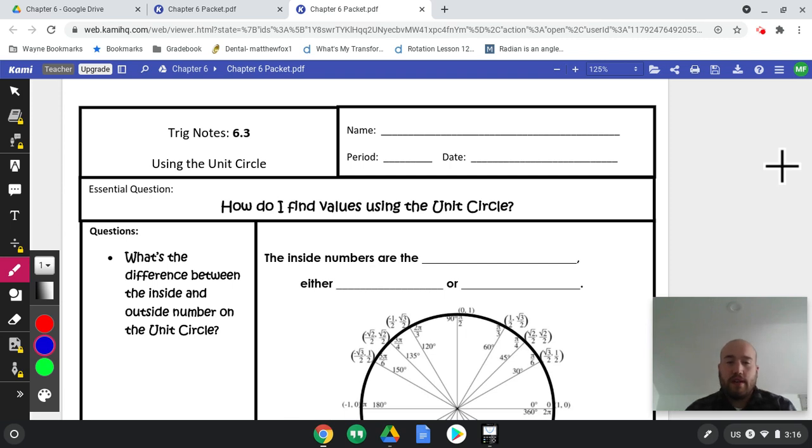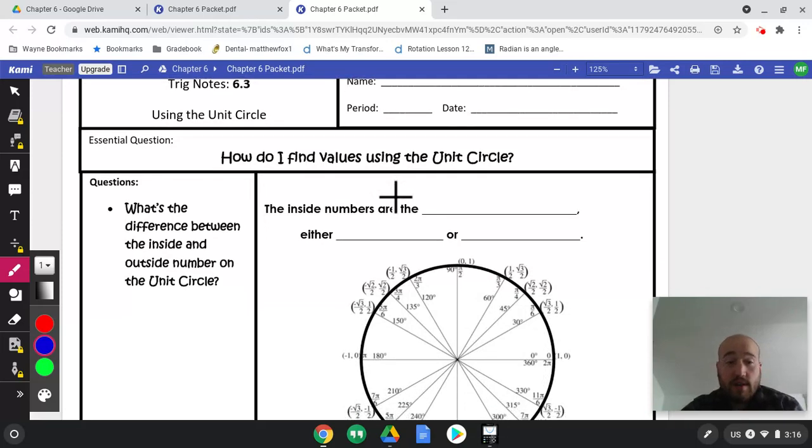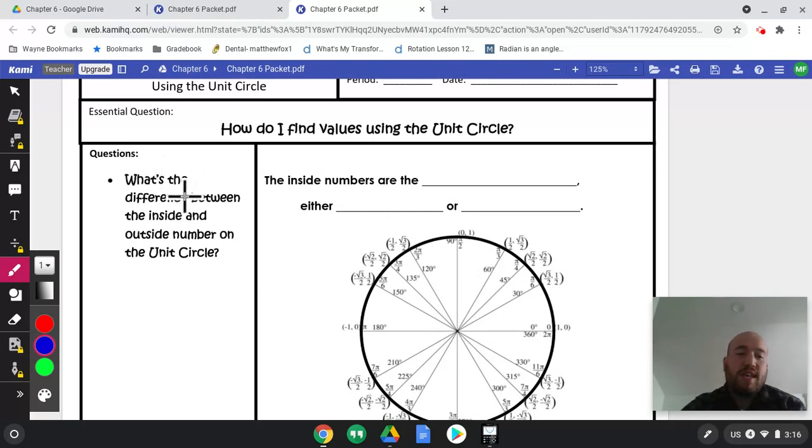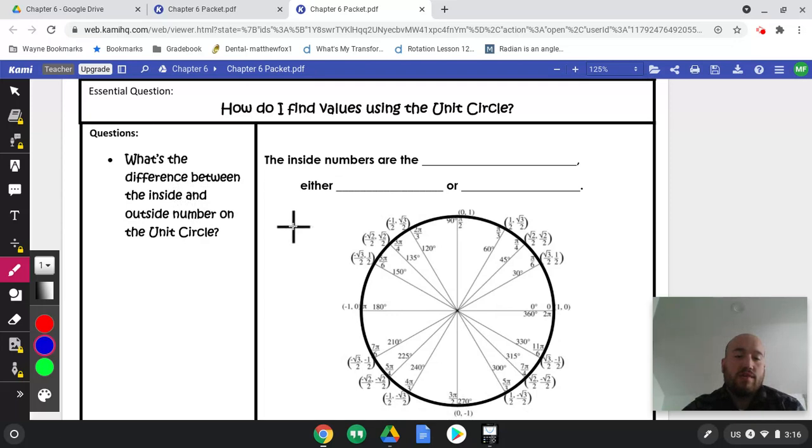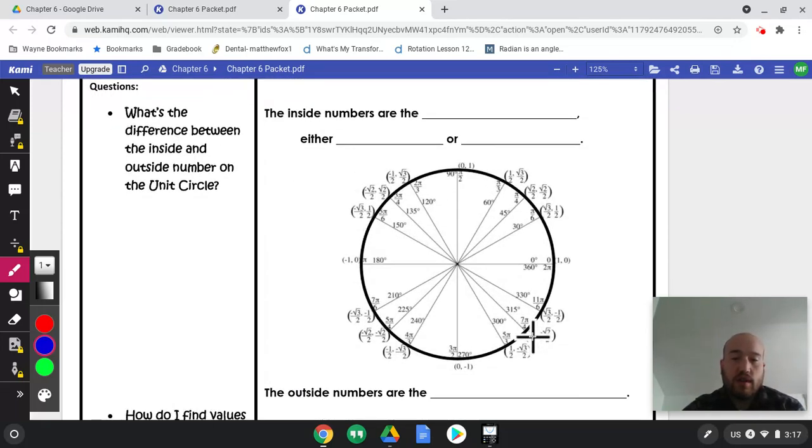All right, good morning. Today we are going to continue on with chapter 6, continue working with the unit circle. So if you open up your packet, I recommend you go to page 6.3. On 6.3, the first thing we're going to talk about is what's the difference between the inside and outside numbers on this unit circle. So if we look here, we've got our unit circle, and we want to know what's the difference between the numbers in here and those numbers in parentheses on the outside.